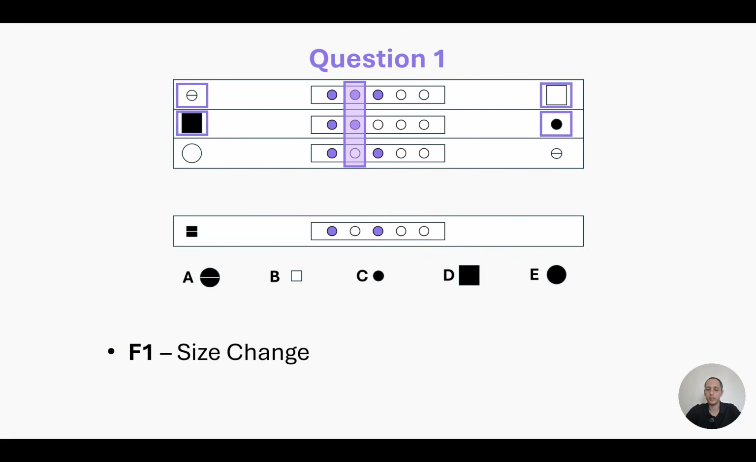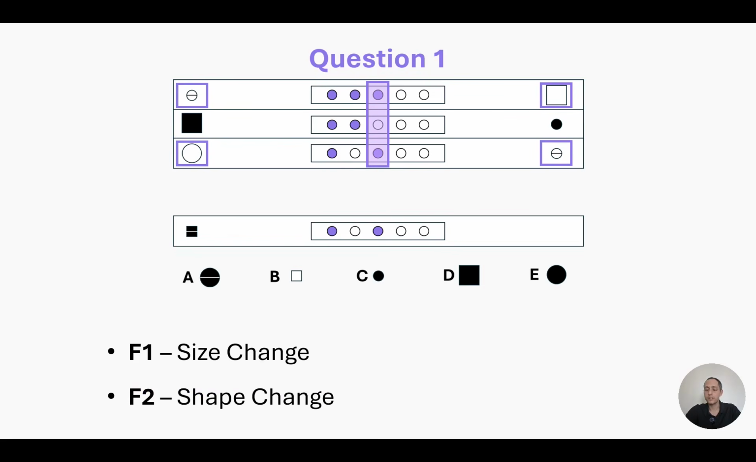And as we can see, in the two top rows, we have a shape change. The circle on the left, on the top row, turns into a square, and in the middle row, the square turns into a circle, but in the bottom row, we have two circles. Okay, so in that case, we know that F2 stands for a shape change.